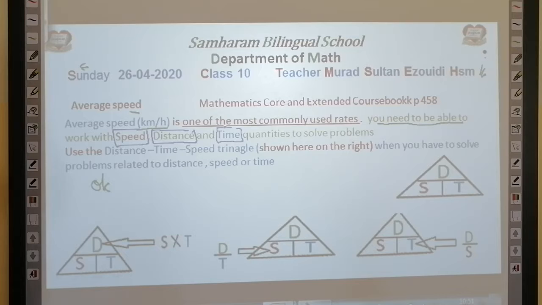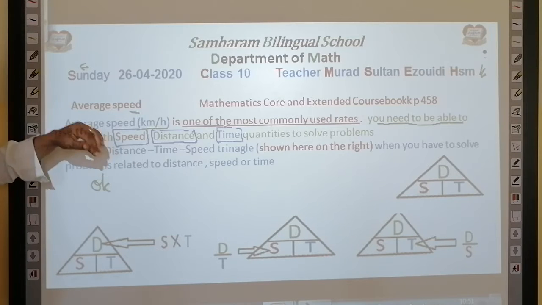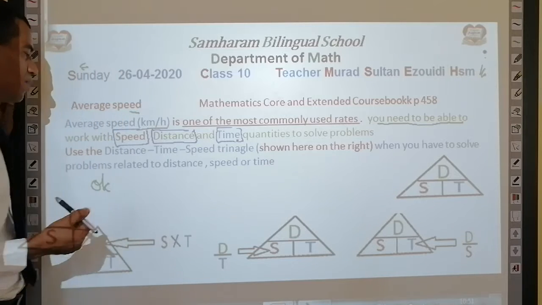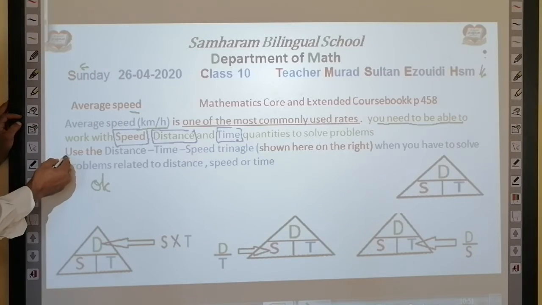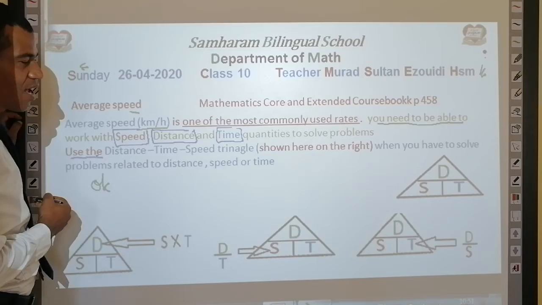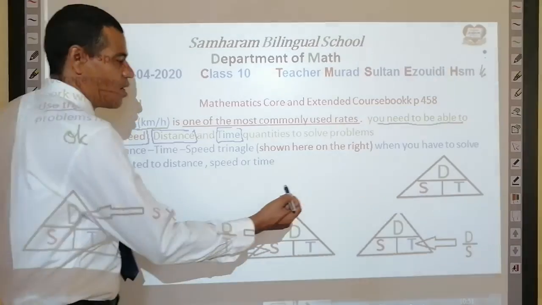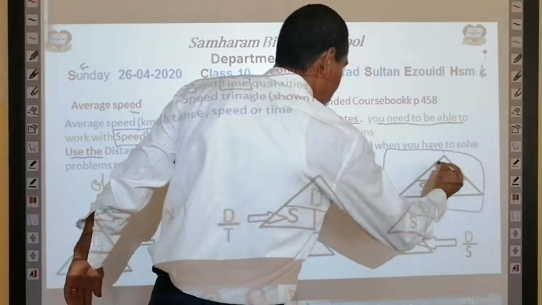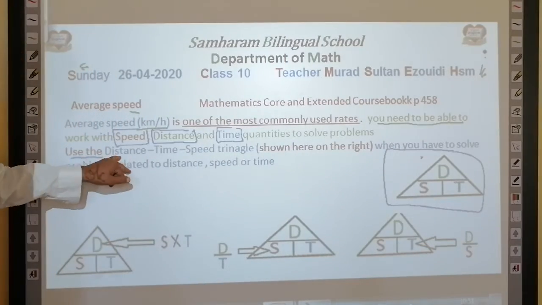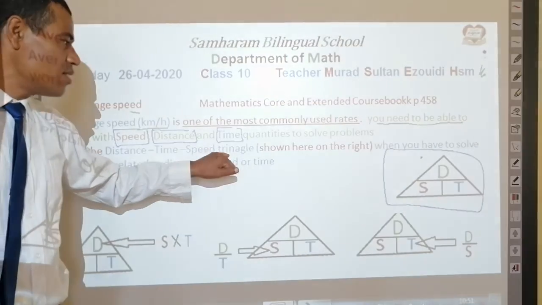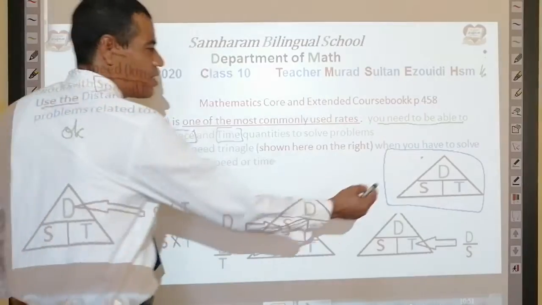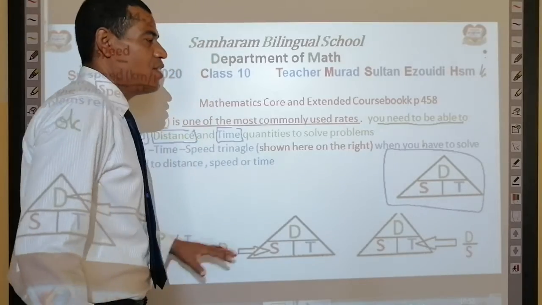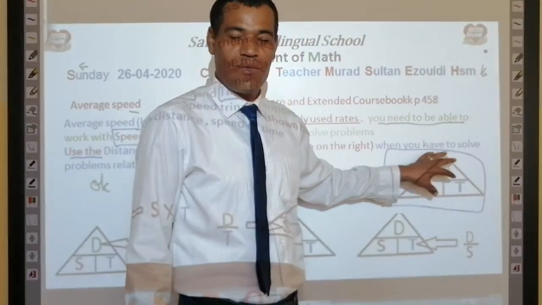You need to be able to work with speed, distance, and time quantities to solve some problems. We use the distance time speed triangle. This one is called the distance time speed triangle. This triangle you can memorize in your mind.